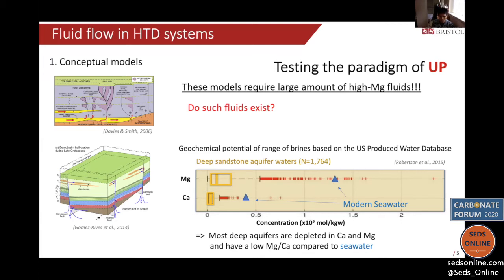What are the alternatives? You can see from the diagram, it is obvious that the alternative fluid source is seawater, available in very large amounts, and is rich in magnesium with a high magnesium-calcium ratio.